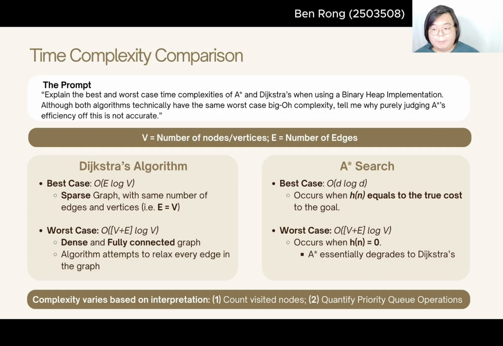For A-star, the best case is O(d log d). It occurs when H(n) equals the true cost to the goal. The worst case is the same as Dijkstra's, which is O((V + E) log V). It occurs when H(n) equals 0, basically when A-star becomes Dijkstra's. It's important to note that the time complexity shown may vary depending on whether the complexity is derived from the number of nodes visited or by quantifying priority queue operations.